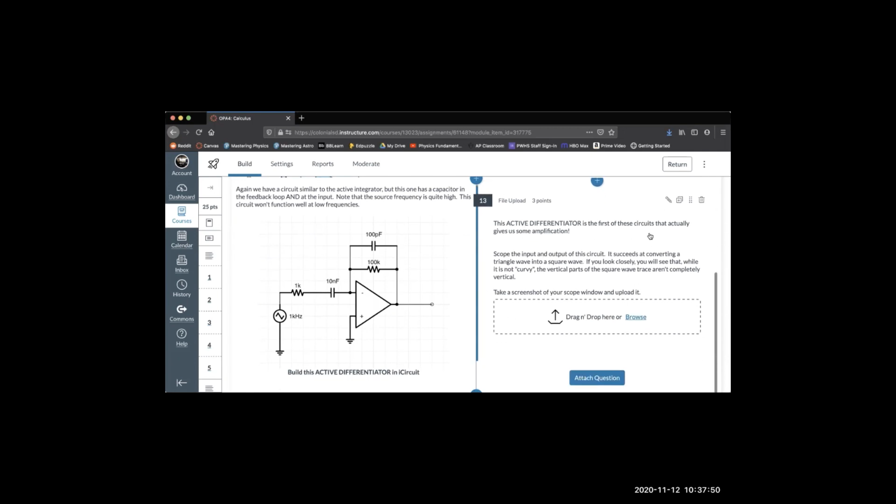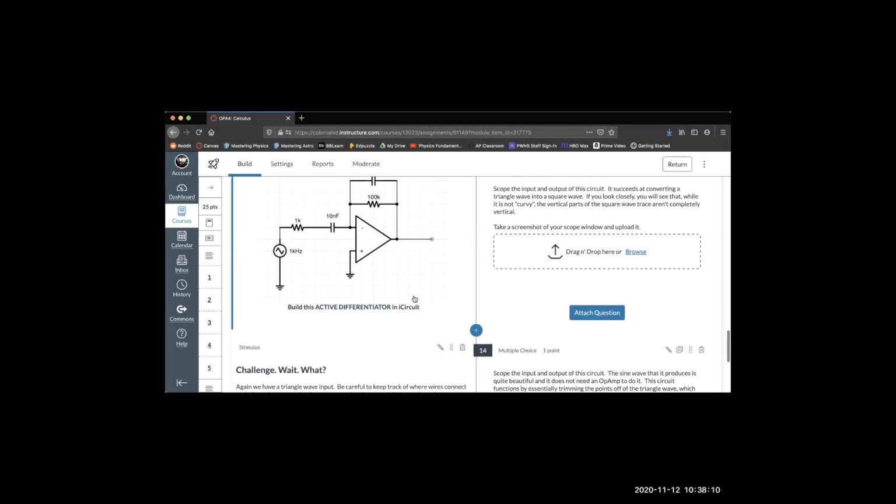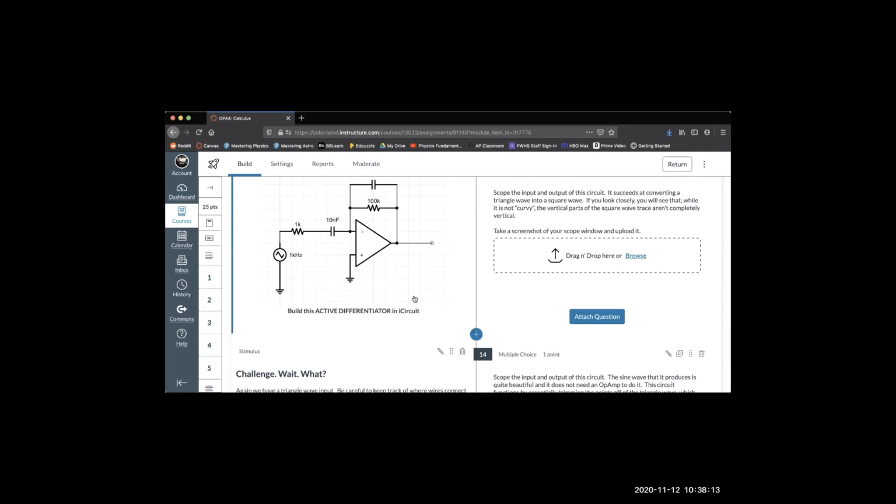So you build an active differentiator, and what do we want to do? We want to scope the input and output. It succeeds in converting a triangle. Notice the input here is a triangle wave. It takes that triangle and turns it into a square. And so I'm asking you to upload a screenshot of your scope window so I can see that you've successfully got the active differentiator to turn a triangle wave into a square, whereas the integrator turned a square into a triangle.